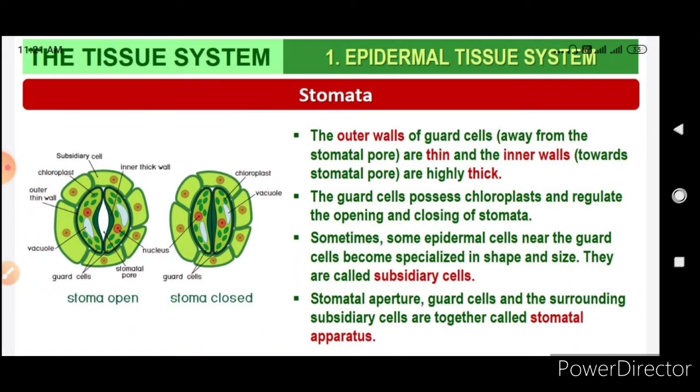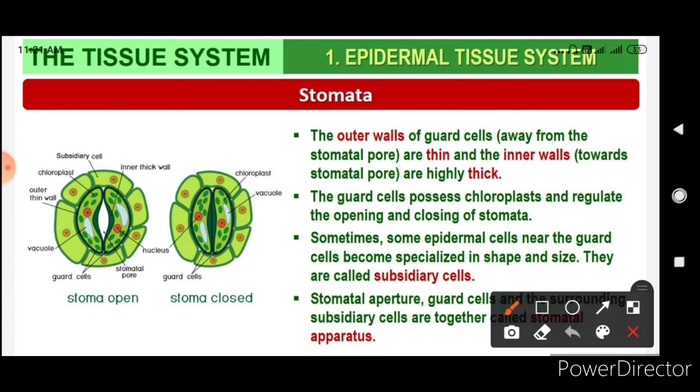Now in stomata, the outer walls of the guard cells away from the stomatal pore are thin and the inner walls are thick. See here, it is a different diagram. You can see the subsidiary cells, and the outer walls will be thin, and the inner wall in the diagram is thick. This is the opening of the stomatal pore and this is the closing of the stomatal pore. The subsidiary cells, the guard cells, and the stomatal aperture together form the stomatal apparatus.